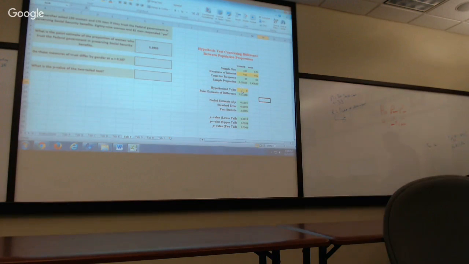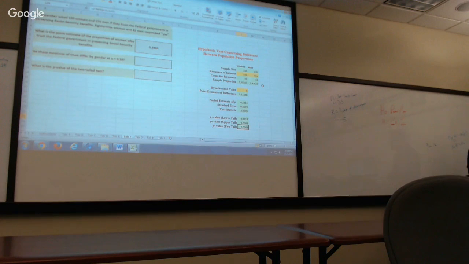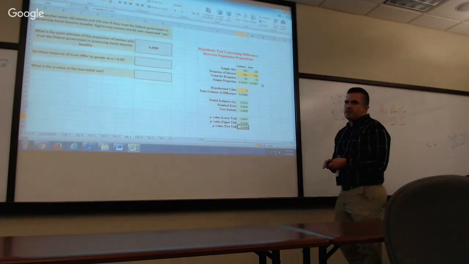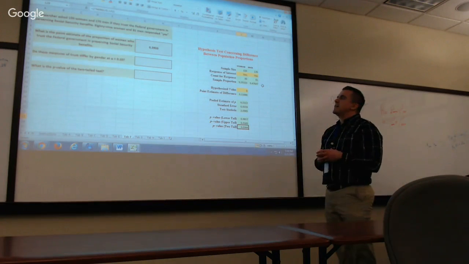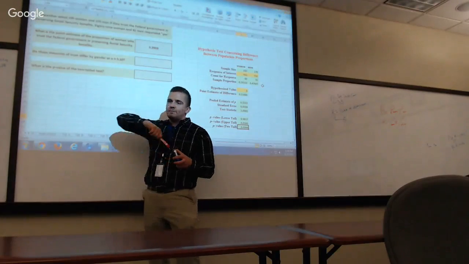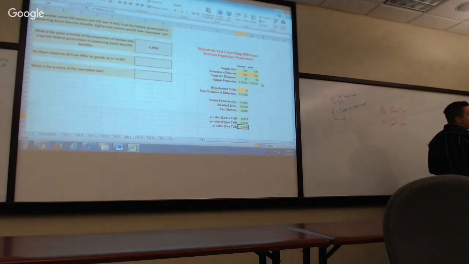So the rest of this will populate for us. Hypothesized value, we're saying 0, we're trying to test a difference. So we're running a two-tailed test. So our p-value of our two-tailed test is 0.036. So 0.036 is less than our alpha value of 0.1.